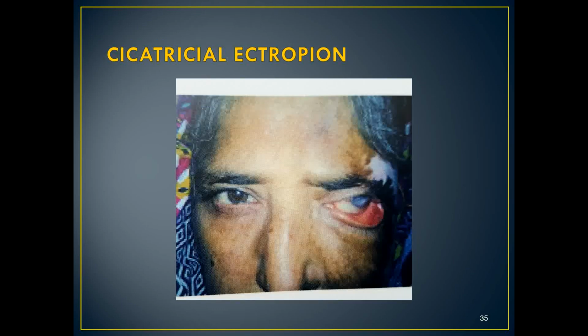This is cicatricial ectropion, where after injury the lower lid of the left eye of the patient is rotated outward. Here, as the patient is unable to close the eye properly, the corneal involvement is also seen and the cornea is not clear, that is whitish in color, with scarring of the cornea.